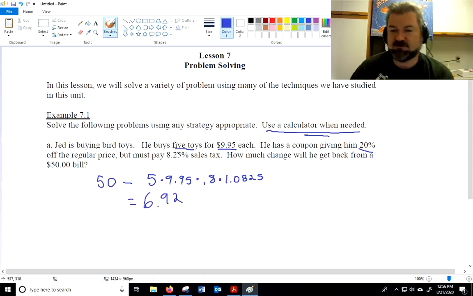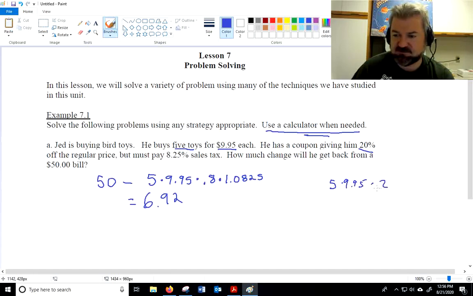All right, so you may be wondering, are there other ways to do this? I think this is the fastest way to do it. We could get everything individually. We could say 5 times 9.95. We could multiply that by 0.2 and subtract that from the price. But that's so slow, y'all. That's so slow. Instead, just multiply by 0.8. Same thing with the sales tax.